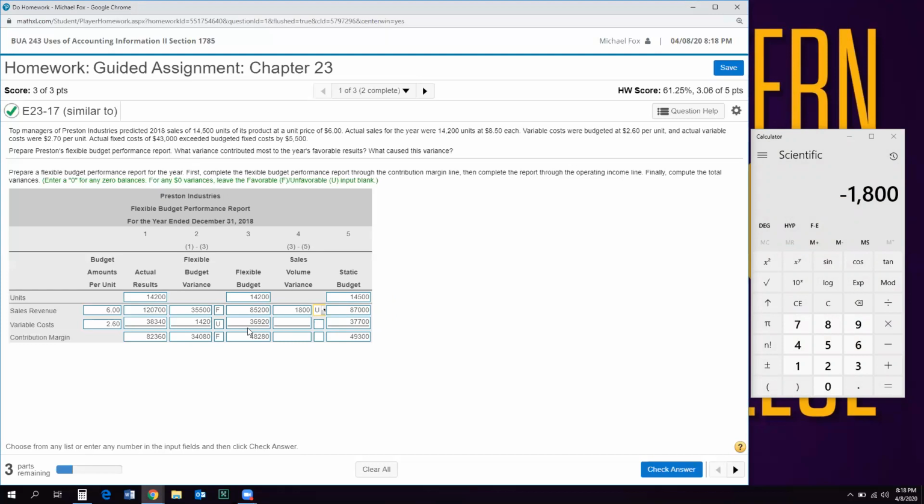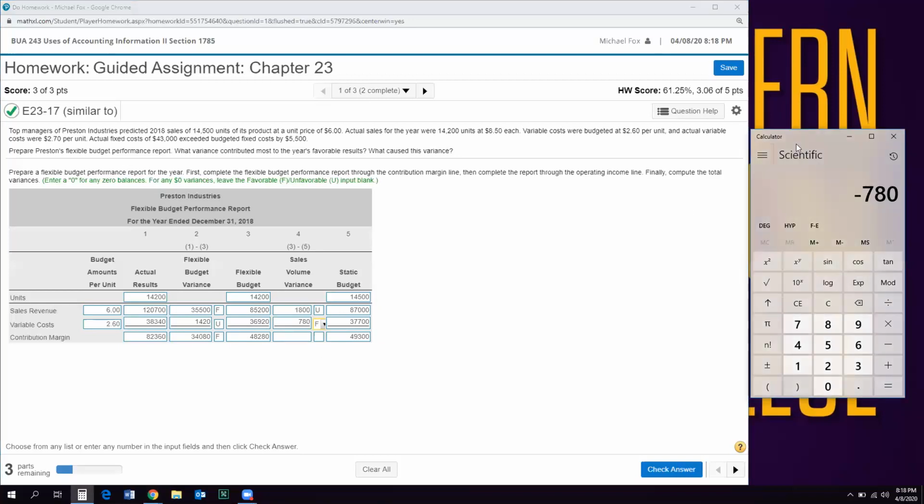Our expenses, 36,920 minus 37,700. That's 780. Again, we're going to record the absolute value, so no negatives. And in this case, if our expenses in our flexible budget were less than our static budget, we're going to consider that favorable. We had less expenses than what the flexible budget says we should have had.